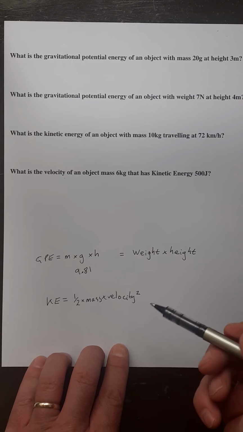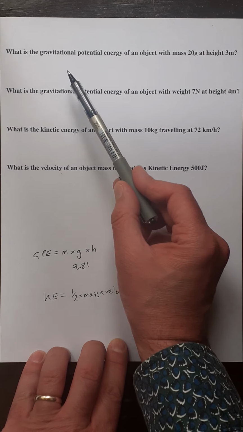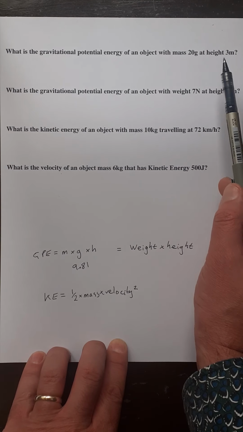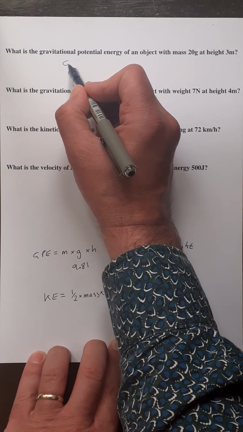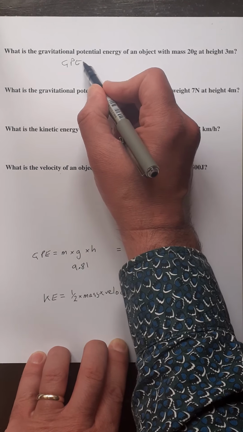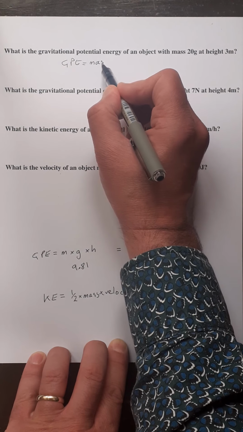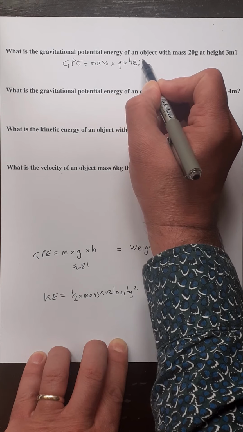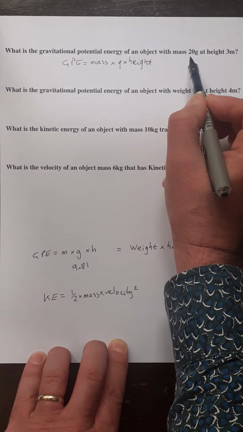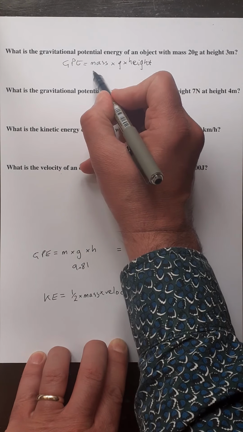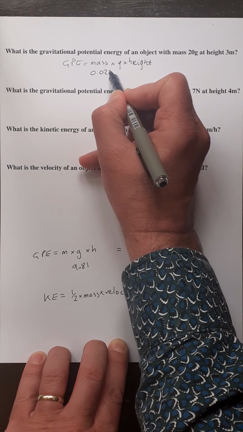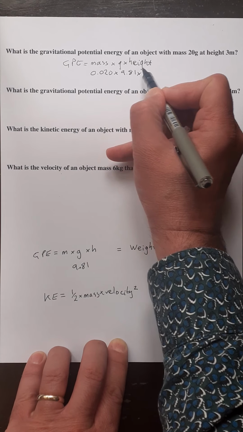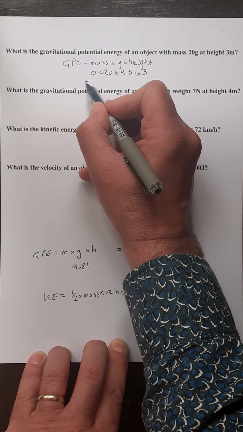Okay, so let's have a look at the first question. The gravitational potential energy of an object of mass 20 grams at height 3 meters. So I'm just going to state my formula. GPE is mass times g times the height. Well, there's a bit of a trick in this question because this is 20 grams. So that's 0.02 kilograms times 9.81 times 3 meters.